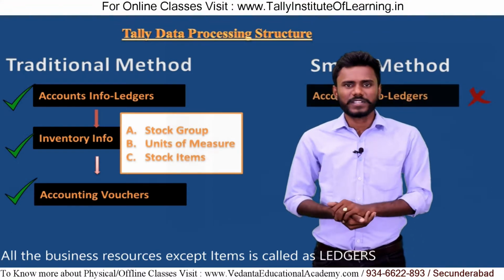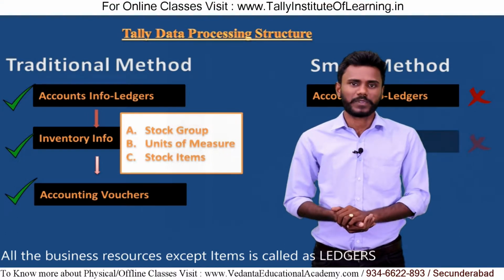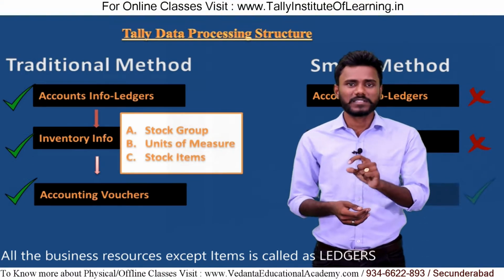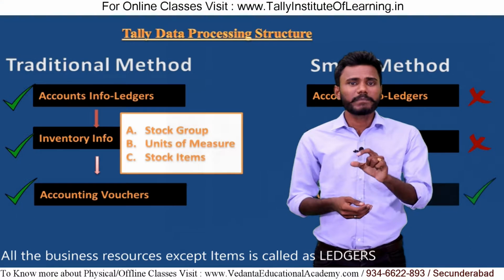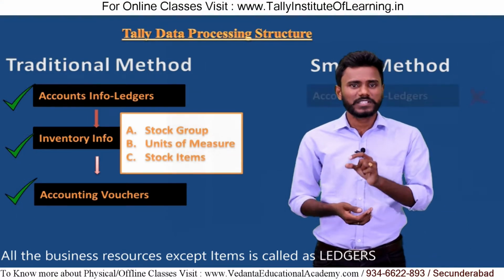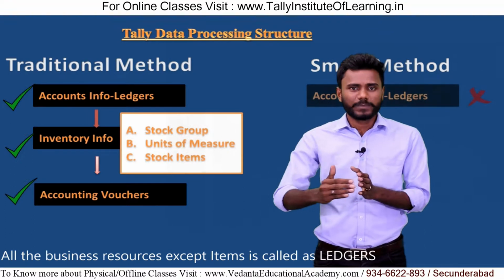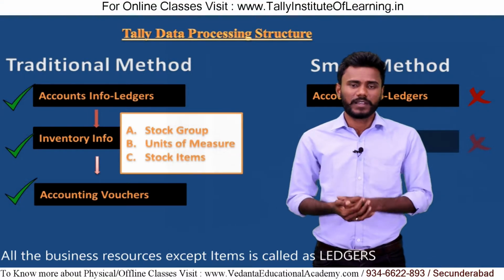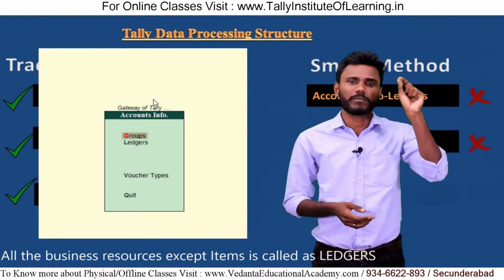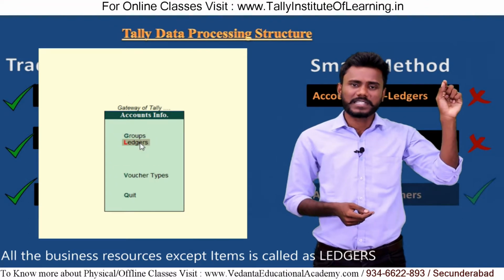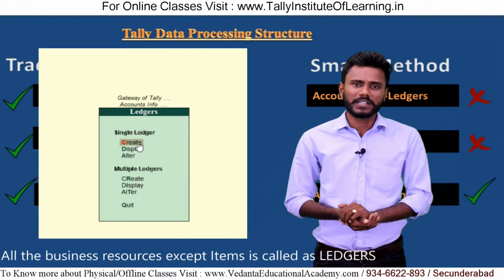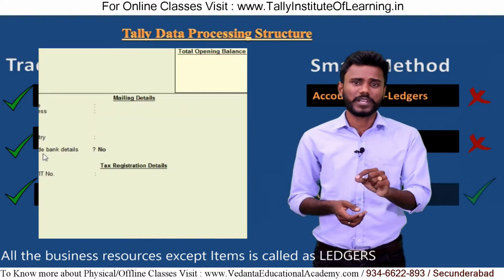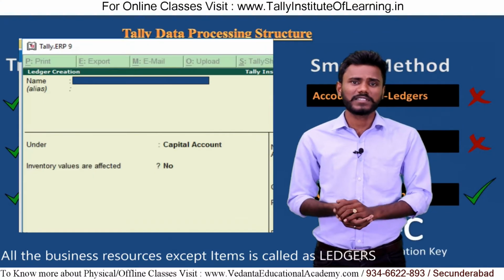All the business resources except items, once again I repeat, all the business resources except items are called ledgers. So except the item name, whatever name you observe in a business is called a ledger. All the ledgers are to be created in step 1. What is the path? Accounts info, ledgers, create. There you need to create each and every business resource except items. That is called a ledger.